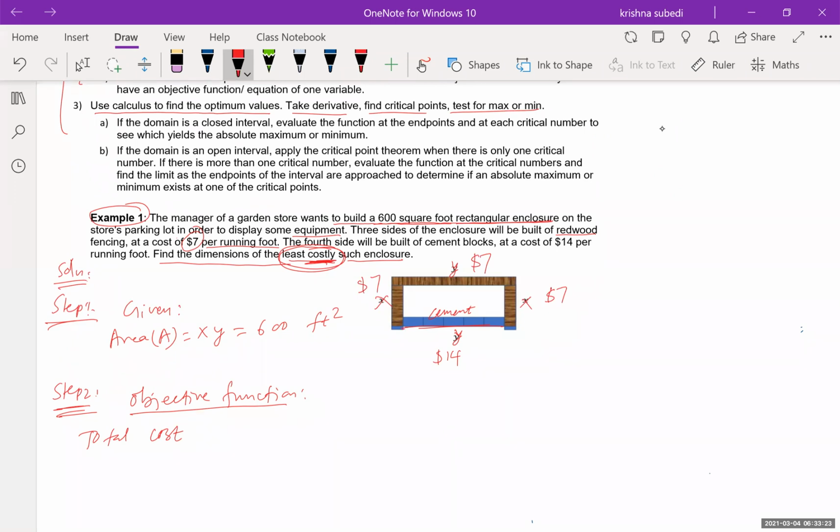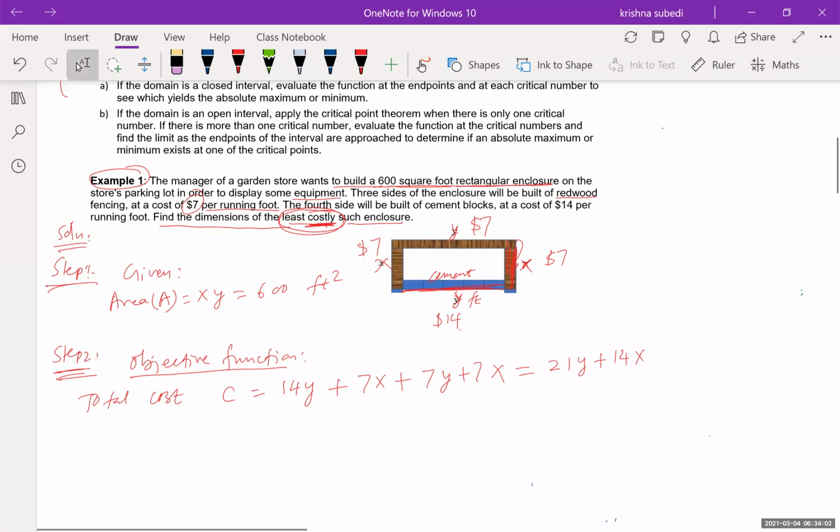Okay, so if it costs $14 for 1 foot and this one is Y feet, the total cost to make this cement block side is 14Y, plus this side right here, which costs $7 per foot and the length is X feet, therefore it will be 7X. In the same manner, it will be 7Y and 7X again. So the total will be 21Y plus 14X. Okay, that is your objective function.